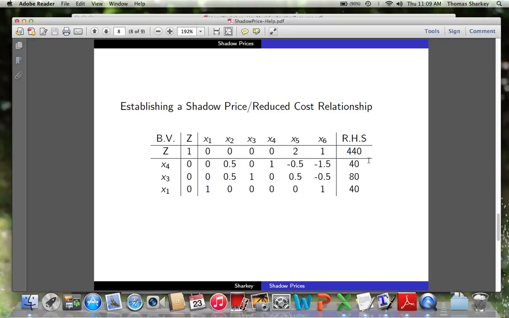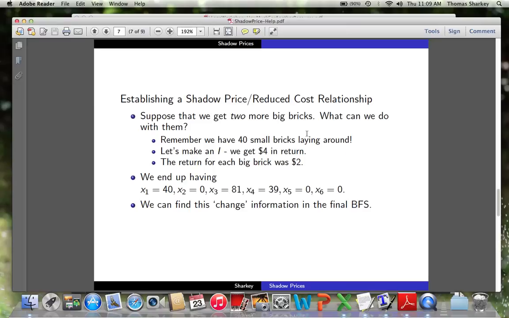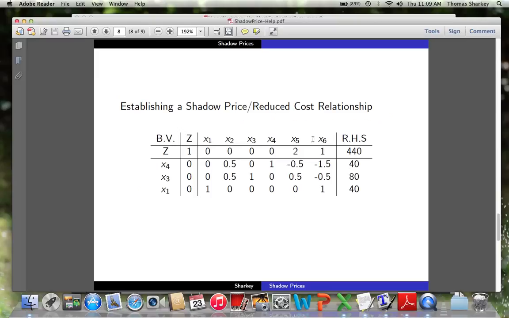So let's look at this again. Essentially what we said is that if I obtain 2 more big bricks, what is happening is that my objective function increases by 4. My number of i's increase by 1, and my number of leftover small bricks decrease by 1. Well, let's look at what's happening here.